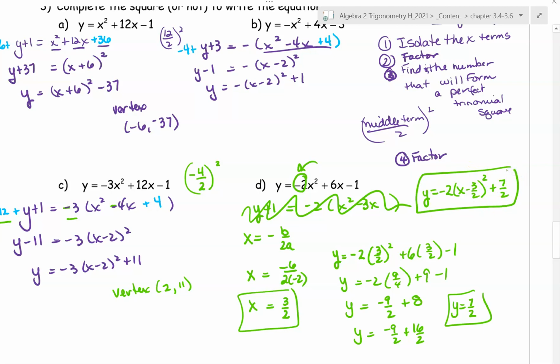So again, you could have completed the square if you wanted to, but if you have ugly fractions, sometimes it's a little bit easier to find the x with the opposite of b over 2a and then substitute that number to get your y value.